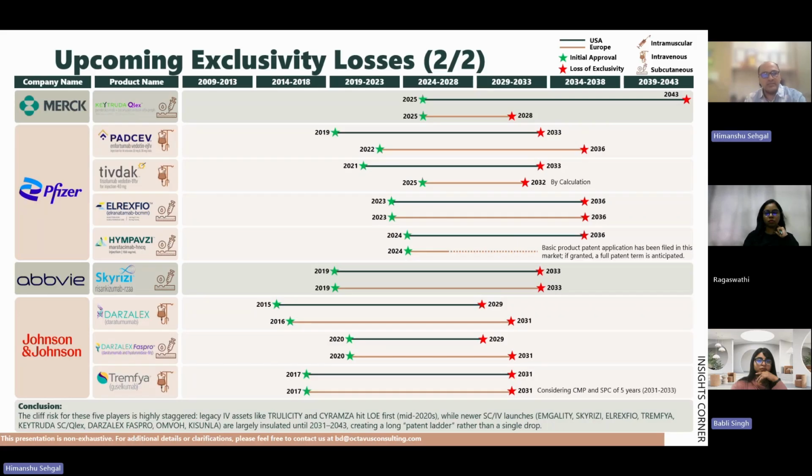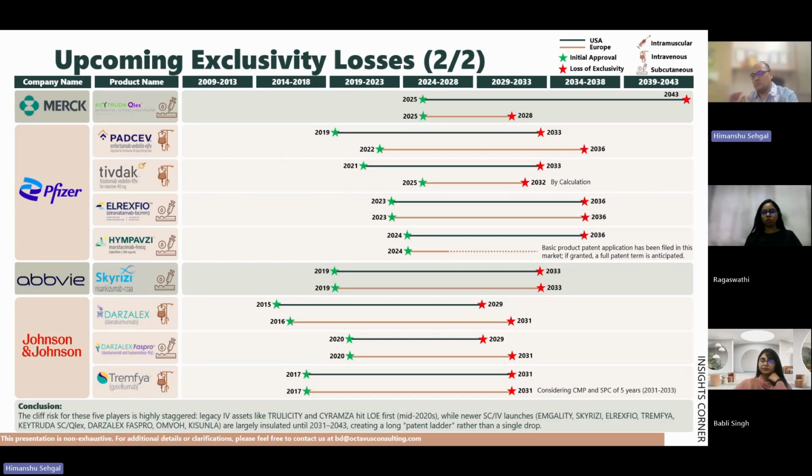Similar goes with Tivdak and a couple of other molecules. Now, Skyrizi is itself a follow-on product basically for Humira, and we can see AbbVie is struggling. But yes, again, AbbVie is working on an inorganic strategy of extending the life cycle of these two products, basically.